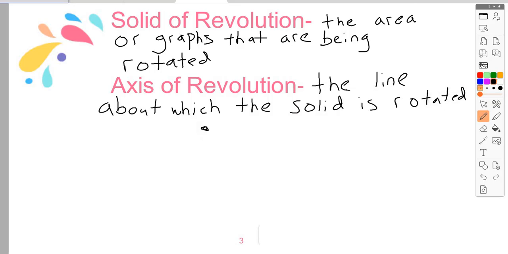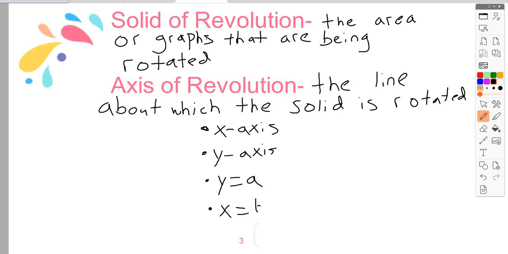We have four actually. So we can either rotate it around our x-axis, which was like the first one I showed you, right? We're going vertically. We can rotate it around our y-axis, which is like the second one I showed you, where we're rotating horizontally. We can also rotate it around a y equals a or x equals b line. Okay. So again, still a vertical or horizontal line. It's just not on my x or y axis this time.